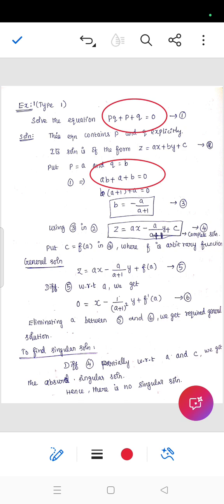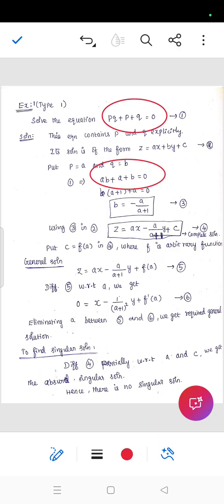Now we are moving to finding the general solution. How can we find the general solution? Put c equal to f of a. What will you get? Put c equal to f of a in 4. What will you get? z equal to ax minus a divided by a plus 1 into y plus f of a. So what will you get?